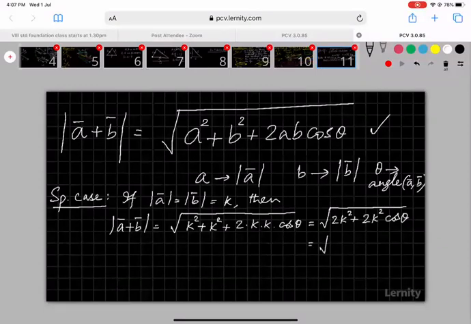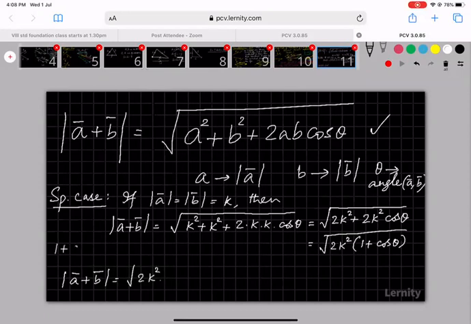From the two terms, I can take 2k square common, leaving me 1 plus cos theta. Okay, so the magnitude of a bar plus b bar becomes square root of 2 into k square into 1 plus cos theta. From trigonometry, 1 plus cos theta can be written as 2 cos square of theta by 2. Okay, 2 cos square of theta by 2.